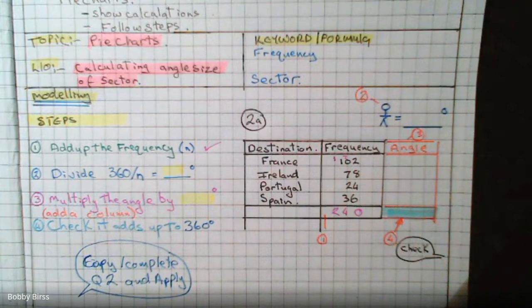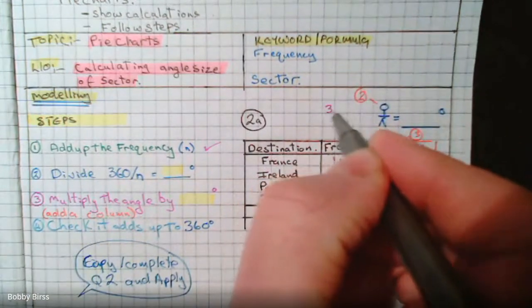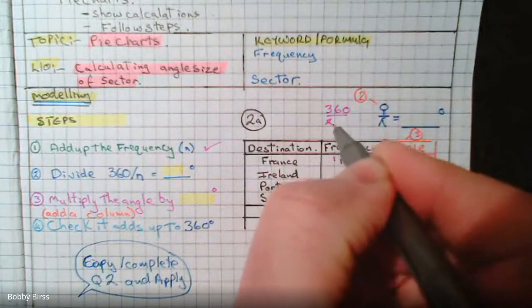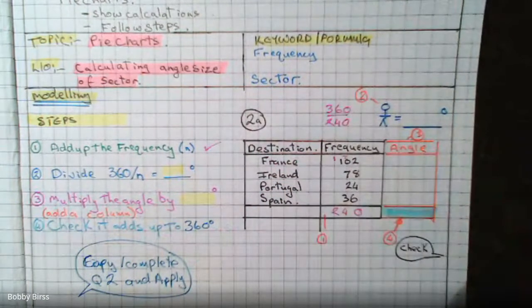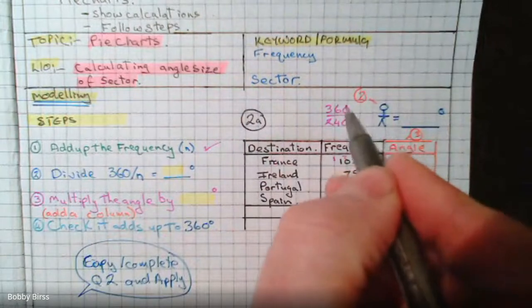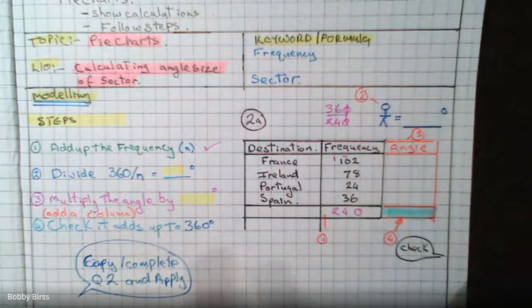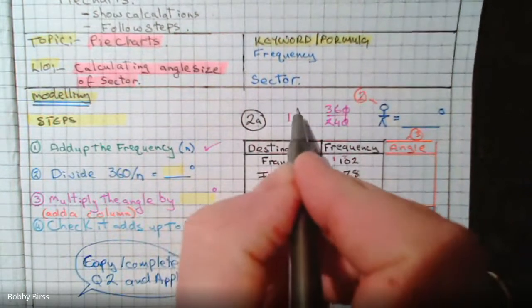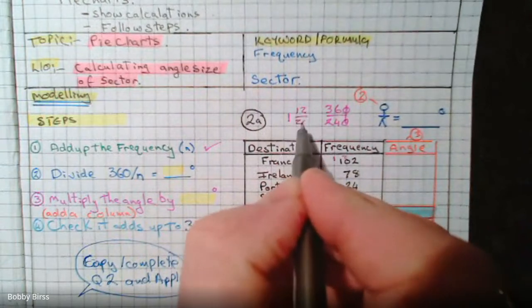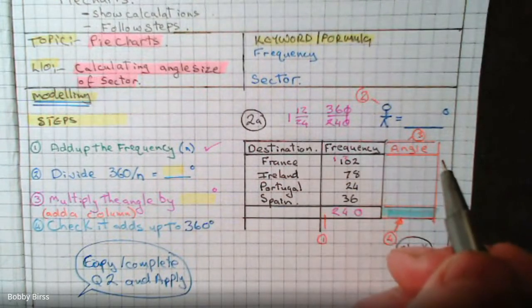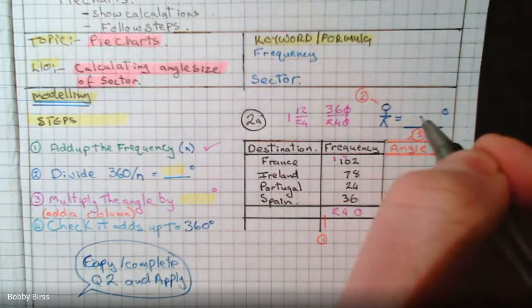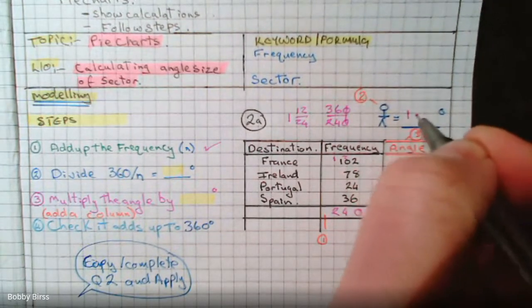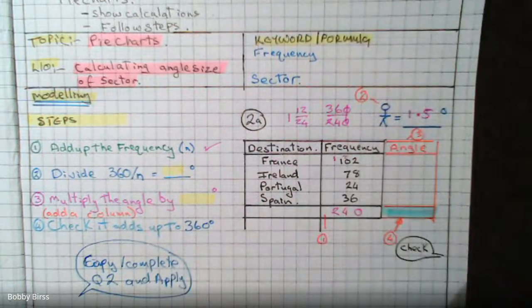Second part, I've got to divide 360 by n, the number that I've just found, to find out how many degrees each person represents. If I'm doing 360 divided by 240, some of us are going, whoa, that's a calculator problem. I've got 36 divided by 24. 24 goes into 36 once with 12 left over out of 24, and 12 out of 24 I can simplify to a half or 0.5. So each person is worth 1.5 degrees, and that's what question 2 is all about.